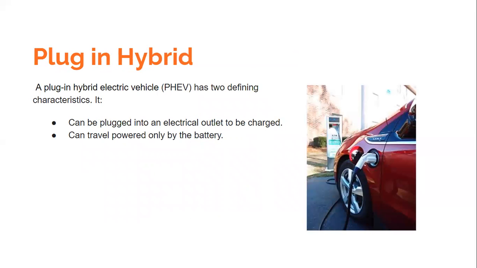So what is plug-in hybrid? Plug-in hybrid electric vehicle has two defining characteristics. One is that it can be plugged into an electric outlet to be charged, and it can travel powered only by the battery. So that is how it is to be differentiated from HEVs. So the concept of PHEV has come to extend the all-electric range of HEVs.